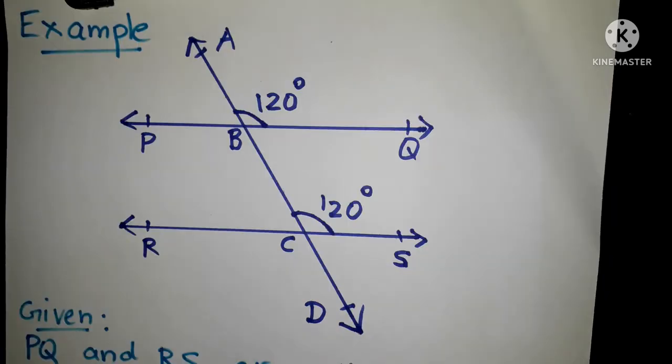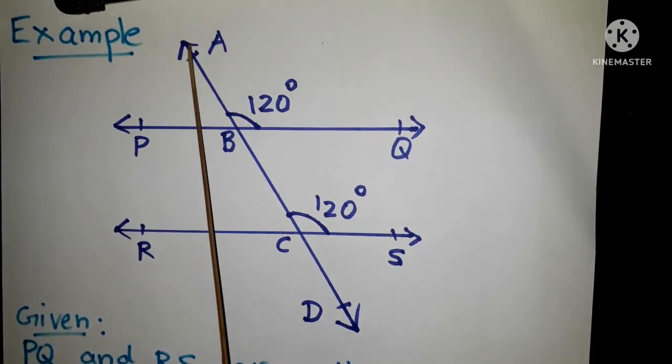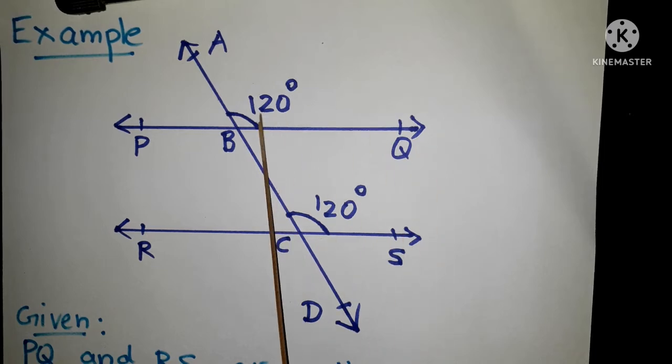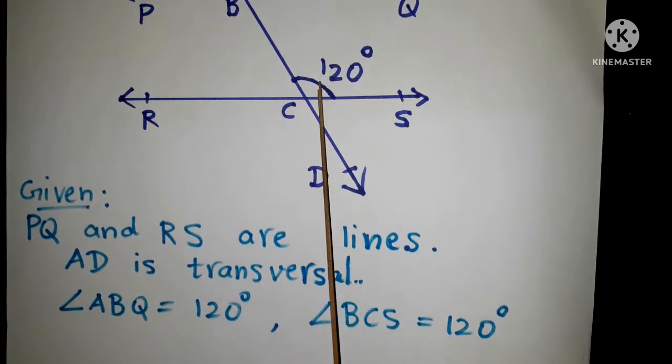Let us take an example to understand this clearly. In this diagram, PQ and RS are lines and AD is the transversal. AD is the transversal intersecting PQ at B and intersecting line RS at point C. And it is given that angle ABQ is 120 degrees and angle BCS is given as 120 degrees.